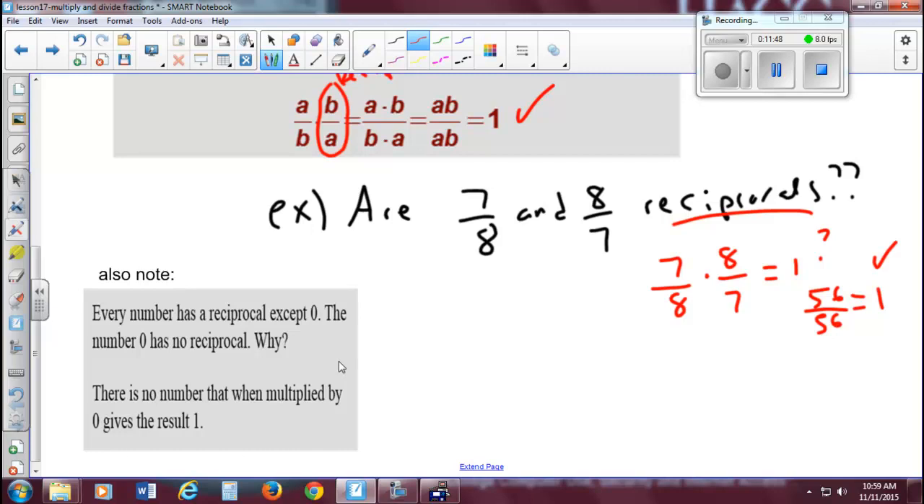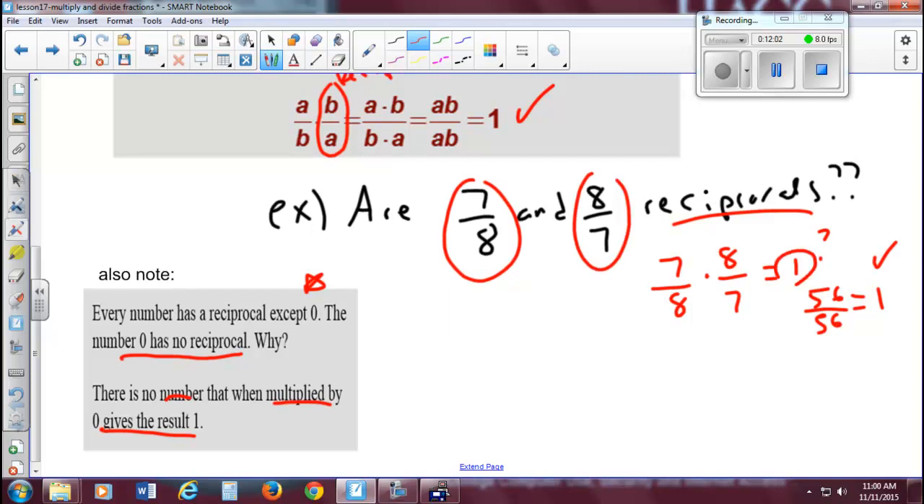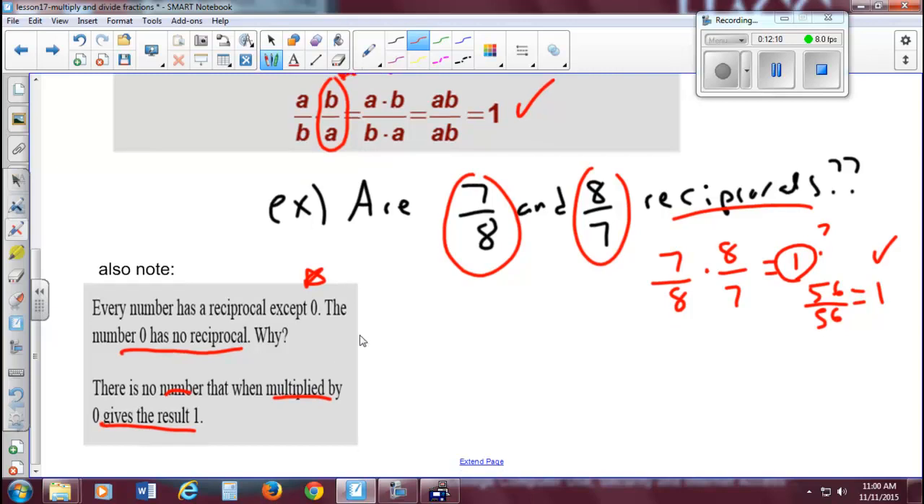Every number has a reciprocal except 0. The number 0 has no reciprocal. Why? Because there is no number that when you multiply it by 0, the result shall be 1. Right? A number times its reciprocal has to make 1. And if you multiply something times 0, it'll never make 1. It'll be 0. So every number has a reciprocal except 0. That's just a note to self.